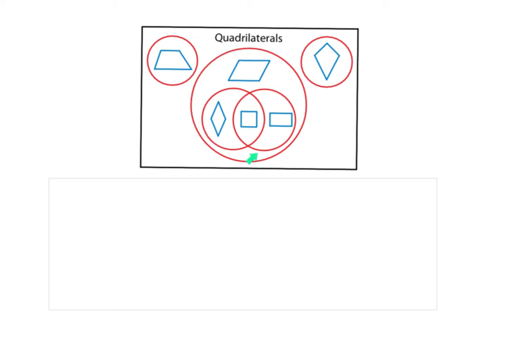Then you have this group of parallelograms. All right. And so this is your parallelogram circle. That just means parallel opposite sides. Within that, you have more specific. You have a rhombus, which has 4 congruent sides. You have a rectangle, which has 4 right angles. And then you have the merging of those 2 characteristics in a square.